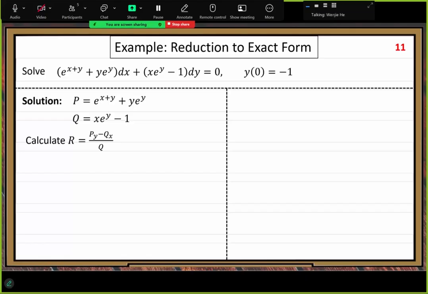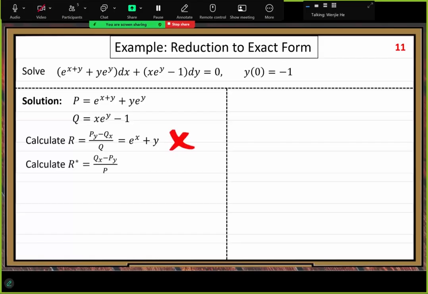Because if the exactness criterion is satisfied, then R and R star both 0, right? Or one of the two is 0. But here it's not 0. Here R, when we calculate this R function, it contains both x and y. That means we cannot use it as a candidate, right? It cannot be used as a candidate.